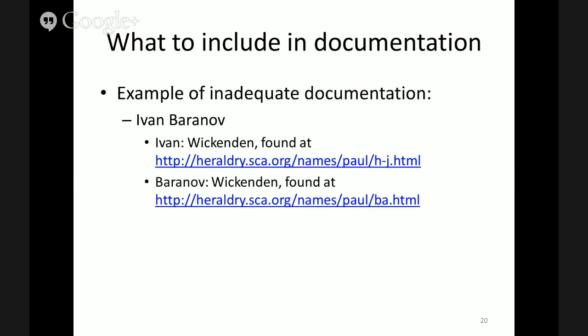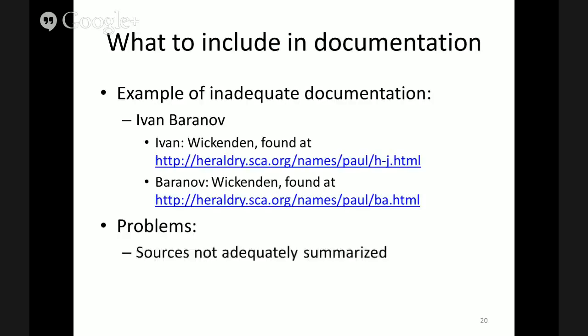Now we have to go find them. They're not adequately summarized. The construction's not the same. Great, you said Ivan and Baranov. Are we allowed to stick them together? Which one's a first name? Which one's a last? What's the given name? What's a byname? How do we know? What can you stick together in Russian?